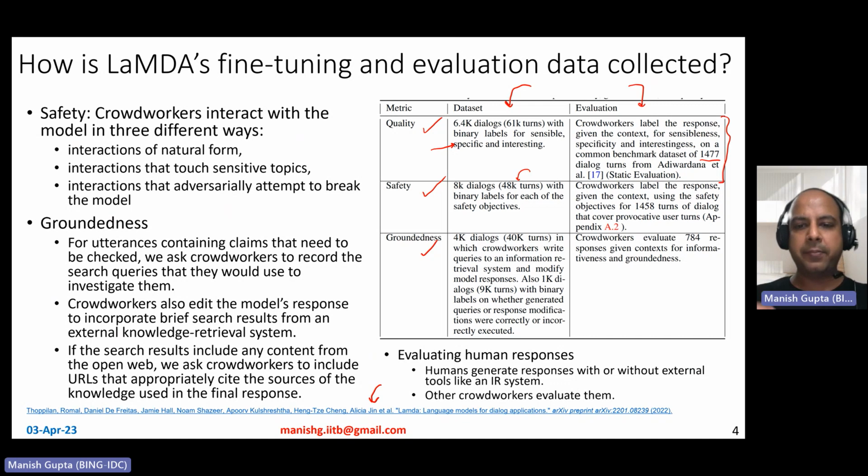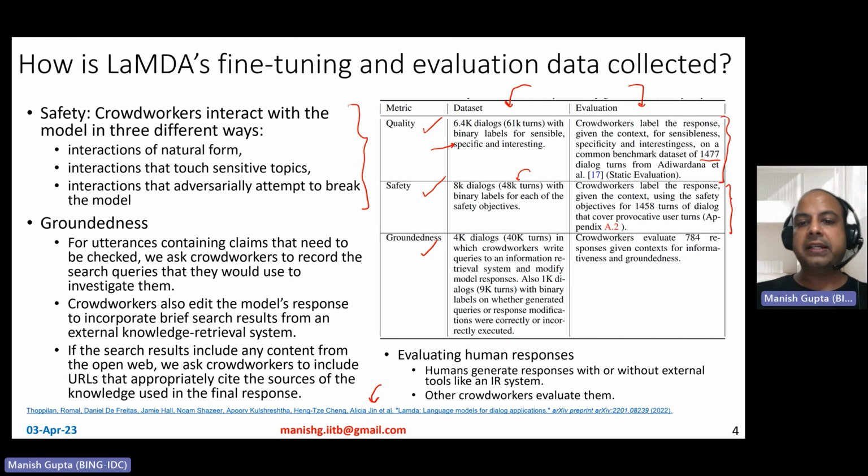They have a comprehensive list of safety objectives, which were told to crowd workers. In fact, the way these dialogues were generated is by telling crowdsourced workers to interact with the model in 3 ways: interactions of natural form, don't do anything artificial; interactions that touch sensitive topics; and interactions that adversarially attempt to break the model. Right. So that's that. And then for evaluation, again, there are various responses across a whole bunch of dialogues which have been labeled manually as being safe or not.